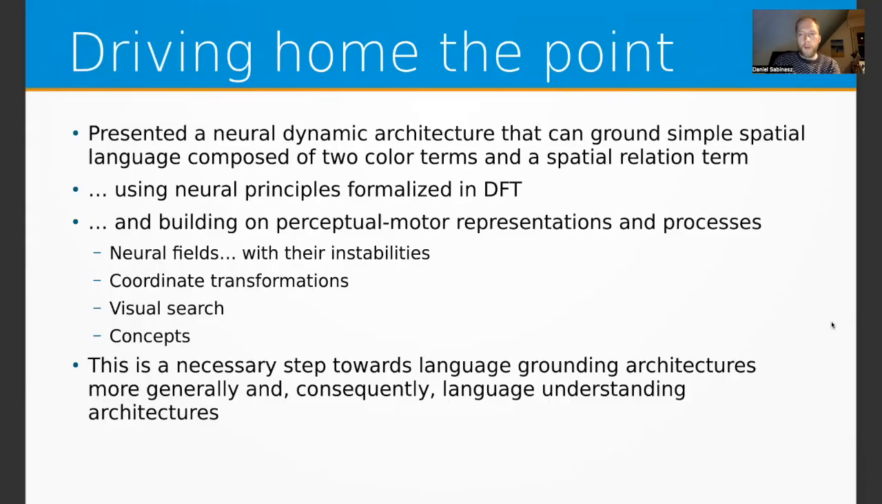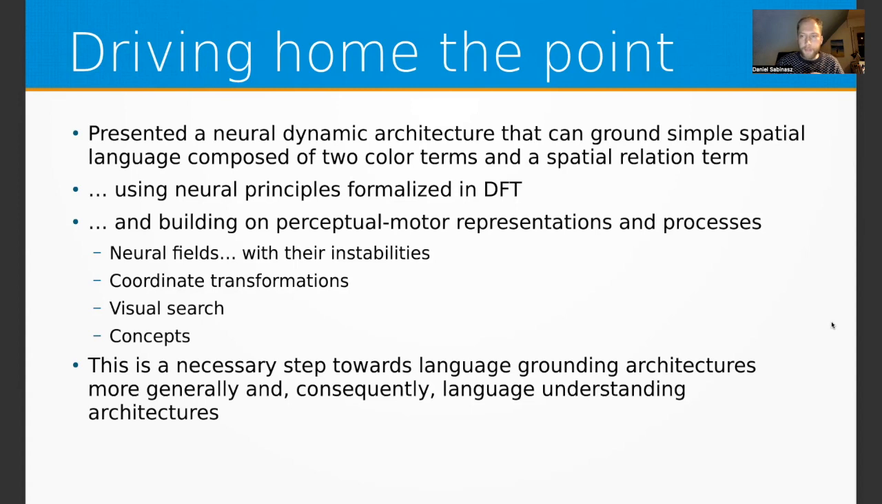Now, to drive home the point that I made at the beginning of this lecture, I've presented a neurodynamic architecture that can ground simple spatial language composed of two color terms and a spatial relation term. That is, of course, only a small subset of all the kinds of things that could be said with language. But the principles that were used there can actually be extended towards a much larger vocabulary that also involves other kinds of adjectives and other kinds of relationships, both spatial and also more abstract, as we postulate.